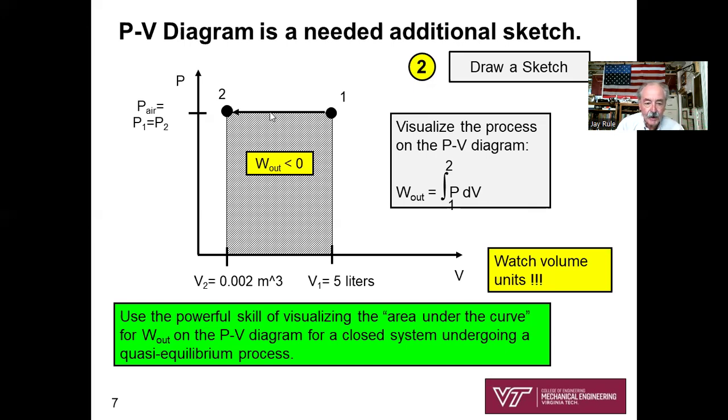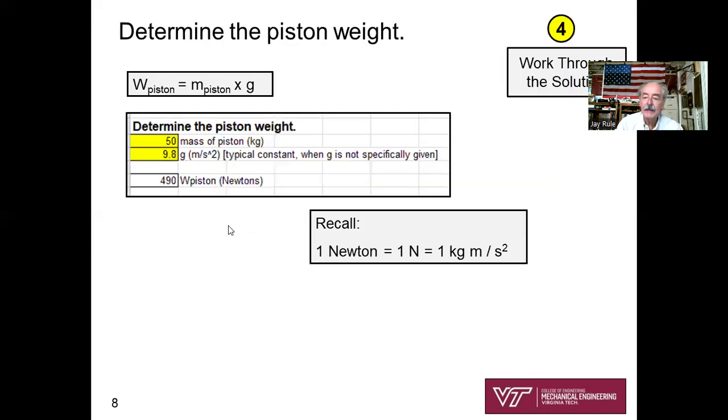I'm integrating right to left. So the numerical result of the integral is the area under the curve. That's a rectangle. P1 equals P2, okay? But the numerical result is going to be a negative number. Watch volume units. Okay, so I've added a sketch. I've got a third sketch now. Okay, last step in the recipe. Let's work through the solution.